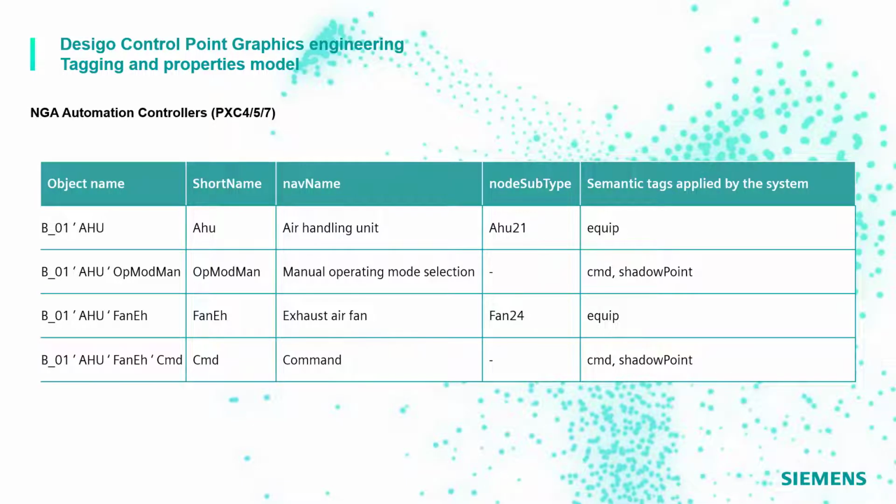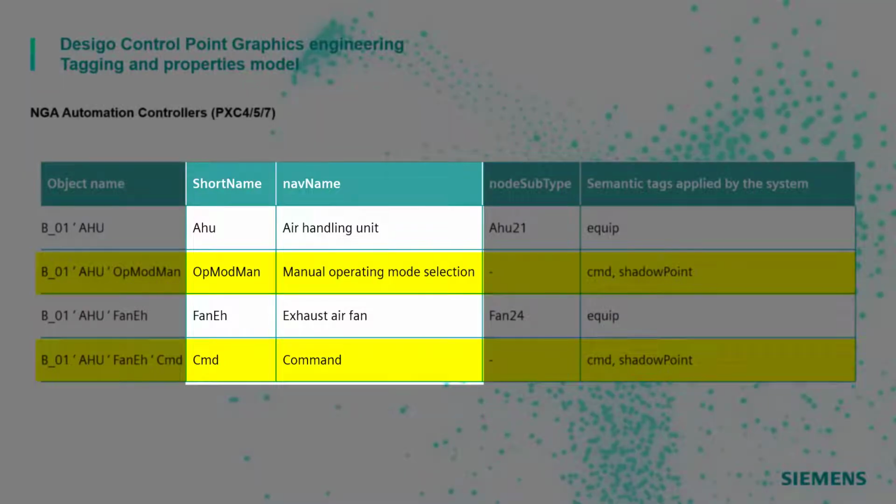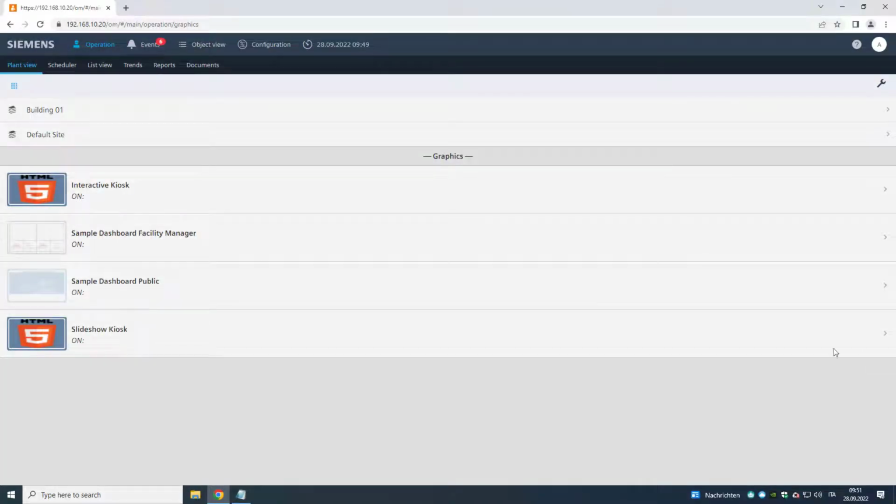Otherwise, in cases where the data point does not have any defined node subtype, like in this example, the manual operating mode and the exhaust air fan command, the short name or the navigation name can be used, especially for binding operation. Let's have a look now at how we find this properties information in our Desigo Control Point system.